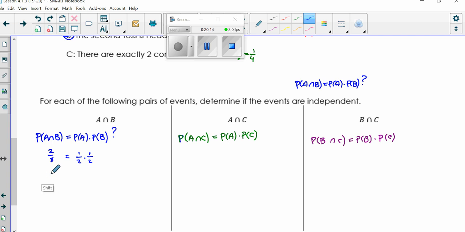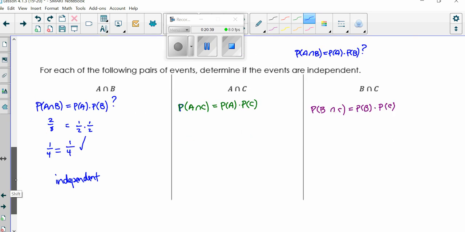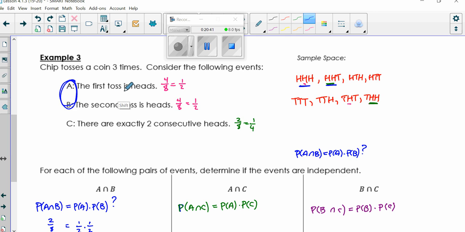Okay, so 2 out of 8 simplifies to 1/4, and 1/2 times 1/2, let's see, 1 times 1 is 1, 2 times 2 is 4. So is 1/4 equal to 1/4? Yes, so I put a check mark next to it. That means that because this is true, these are independent events. Independent means that one does not affect the other, which should make sense with a coin because if we look again at the events, the probability that the first toss is heads cannot affect that the second toss is heads. It's a coin. It doesn't know what you got the first time.